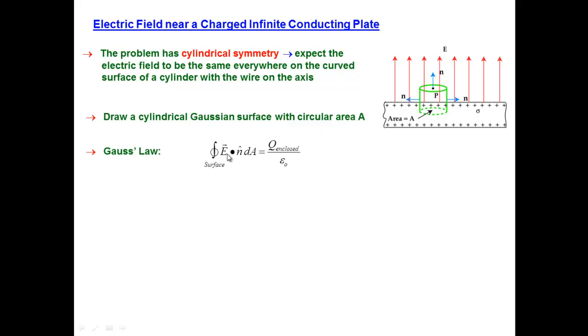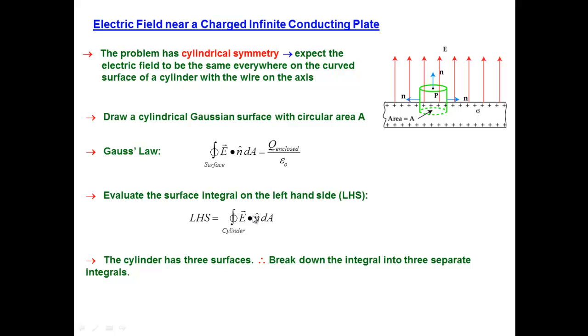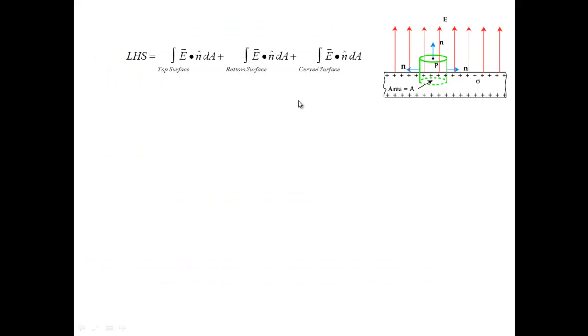So Gauss's law, in the form that we've written down before, looks like this. We evaluate the surface integral on the left-hand side first, and because this is a cylinder, we have to break down that integral into three separate integrals, because the cylinder has a top surface, a bottom surface, and a curved surface. So we just have to look at the relationships between E and n hat on those three surfaces, simplify things, and we'll have our answer. So we'll go to the next slide here.